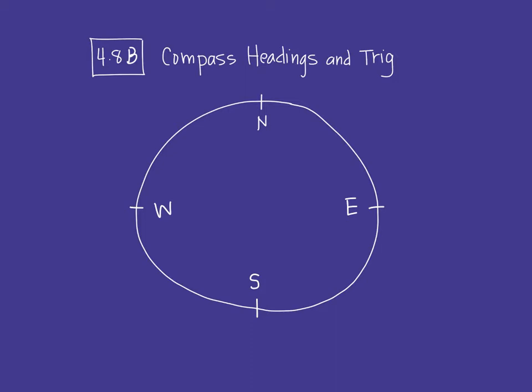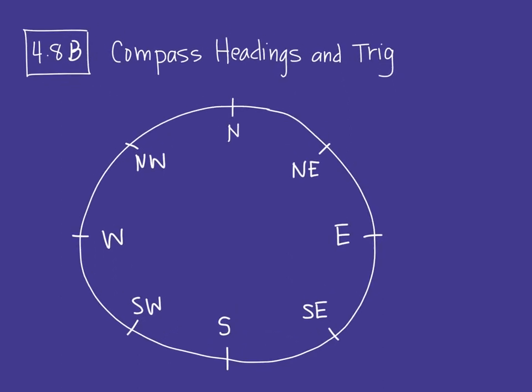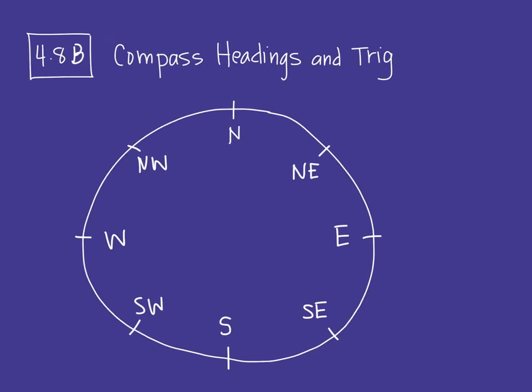And then the compass is divided smaller than that, just like we take a degree and then we divide it into a minute. The compass headings are divided also. And so that's divided into like northeast, southeast, southwest, northwest. Furthermore, we divide that.